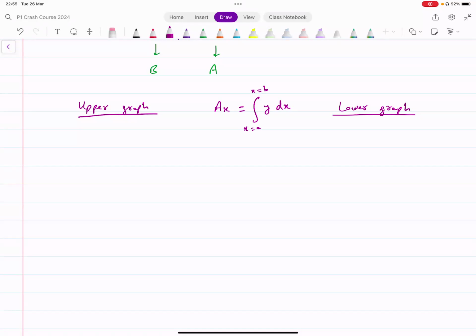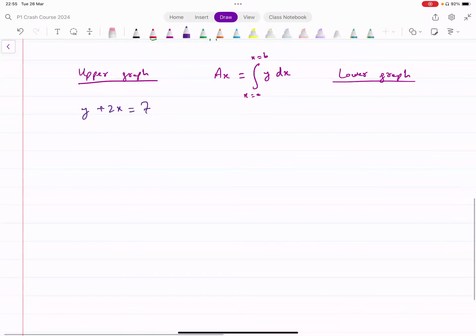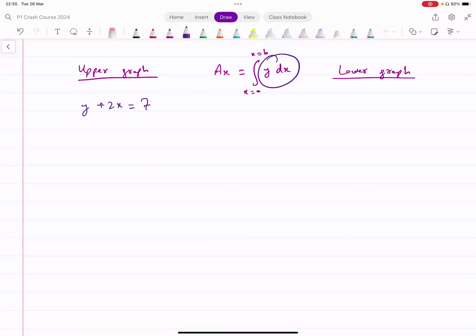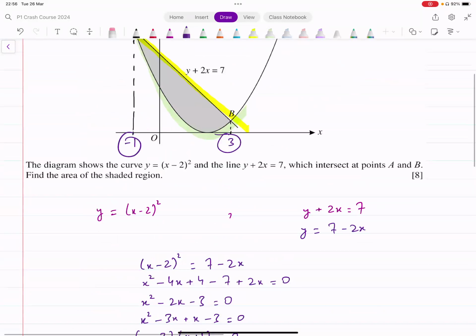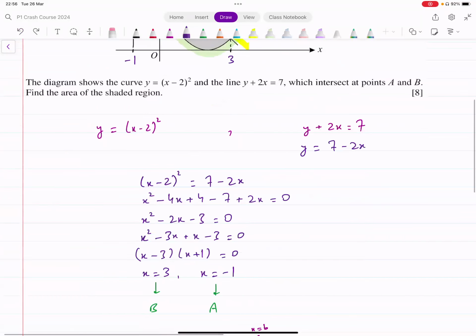The first function is y plus 2x equals 7. Now, in order to find the area, we need y the subject. So we first make y the subject, and that gives us y equal to 7 minus 2x. And now just input values in the formula. We say area between this upper graph and x-axis, that's going to be the integral of 7 minus 2x with limits minus 1 to plus 3.